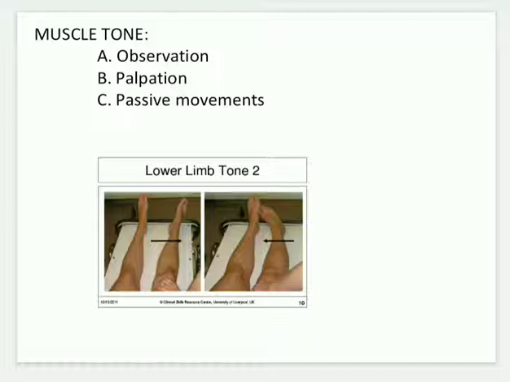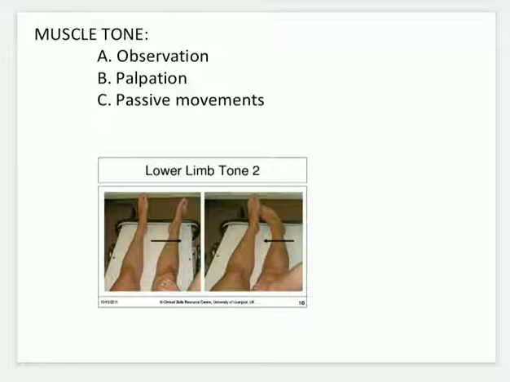In that we have observation, palpation and passive movements. In observation, we should carefully inspect the position of the limbs, trunk and head. If the limbs are very floppy and lifeless, it may indicate hypotonicity. In palpation, if you touch the muscle and it feels taut and harder, it is hypertonic. If the muscle feels soft and flabby, it is hypotonic.